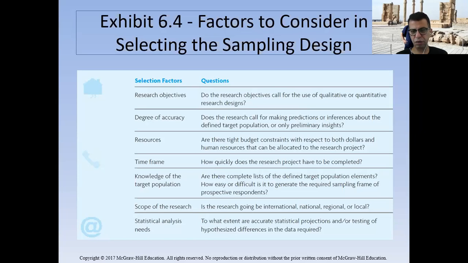And the statistical analysis need: to what extent, as we said, is the statistical projection accurate? Are we including the sampling errors in it? Or are we testing the hypothesis, whether it's a true hypothesis or a null hypothesis? Does this hypothesis answer the theory that we are building?